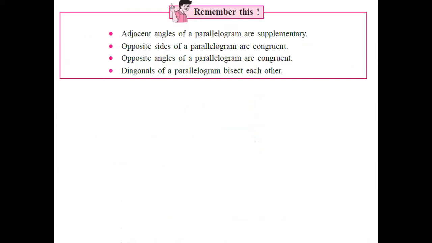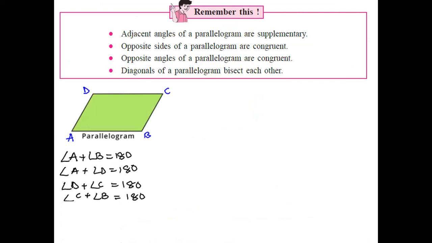Next, we see a few properties that we need to remember. Adjacent angles of a parallelogram are supplementary. Supplementary means the sum of two angles is 180 degrees. So as you can see here, angle A plus angle B is 180 degrees. A and B are adjacent angles. Angle A plus angle D is 180 degrees. A and D are adjacent angles. So the sum of the neighboring angles, the sum of the adjacent angles, is equal to 180 degrees. That's the first thing.